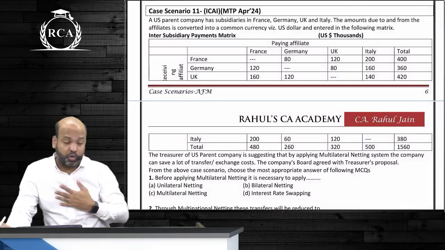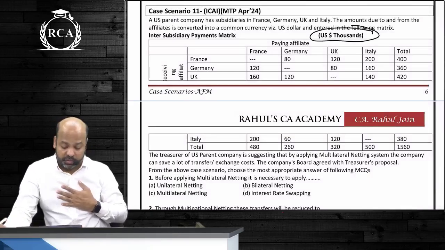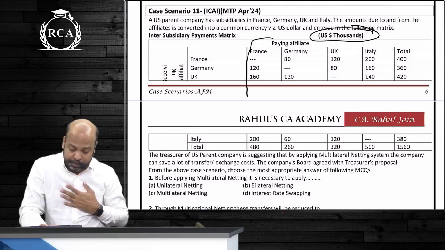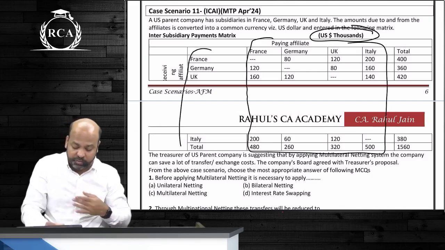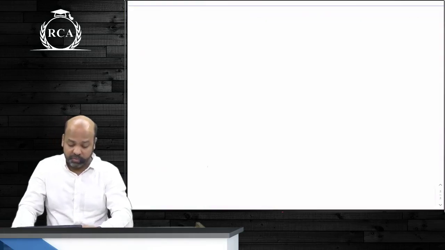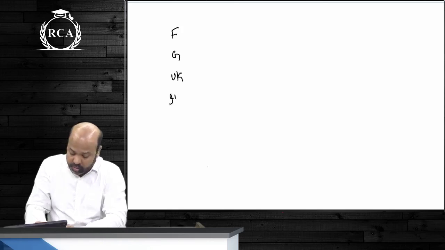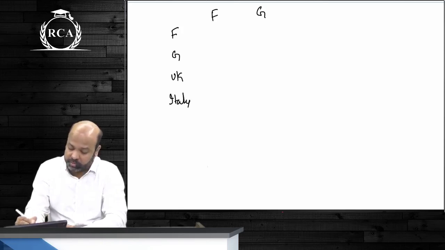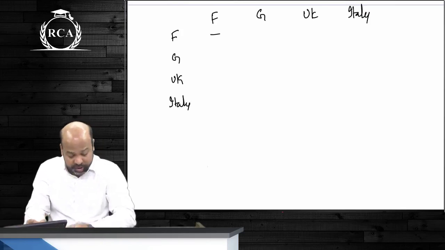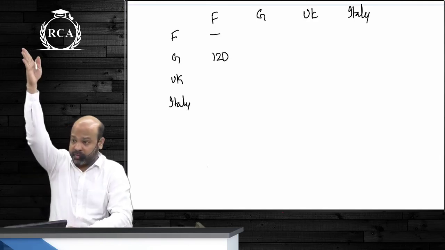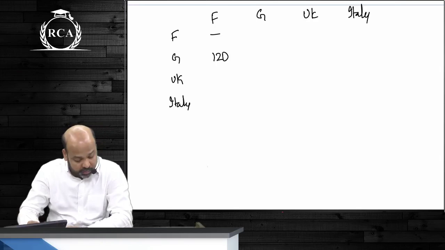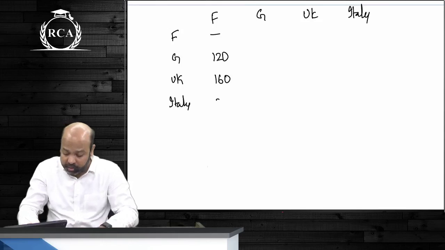Here they have given us, if you look at the question, which subsidiary has to pay to whom. All the amounts are in US dollars. These are the paying subsidiaries, and these are the ones who have to receive. So I'll just write the amounts once. There is France, Germany, UK, Italy. France has to pay Germany how much? Column wise, France is the payer. France has to pay 120. France has to pay UK how much? 160. France has to pay Italy 200.